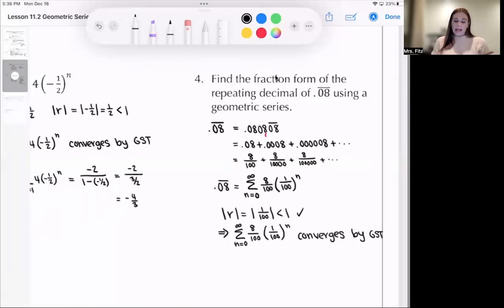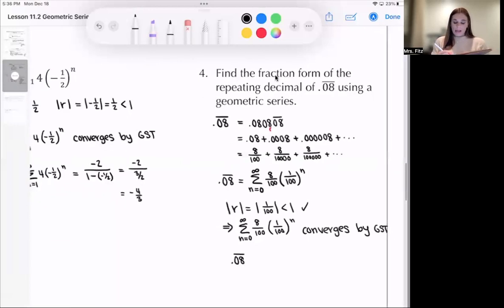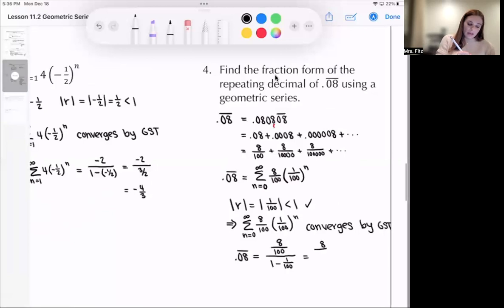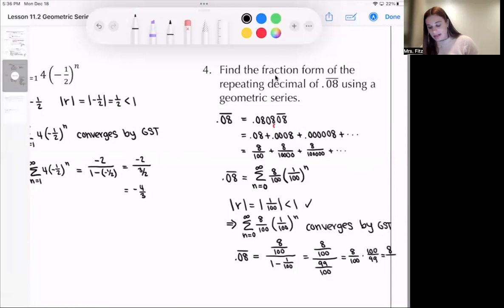Okay, and so 0.08 repeated just equals your first term, which is 8 over 100, over 1 minus your common ratio, 1 over 100. So we get 8 over 100 over 99 over 100, multiplied by the reciprocal, and you end up with the exact fraction 8 over 99. Punch that in a calculator and you should get 0.080808 repeated, right?